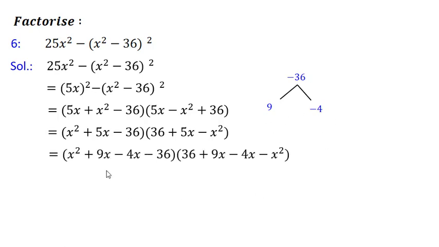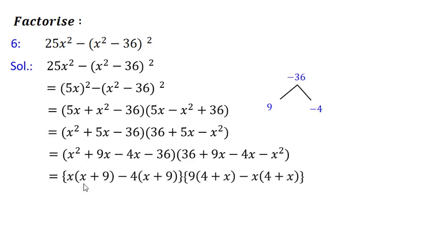So I will write this x square plus 5x minus 36 as x square plus 9x minus 4x minus 36, and here it is 36 plus 5x, I will write as 9x minus 4x minus x square. Now here I can take x common. So after taking x common, I have x plus 9. Now here I want x plus 9, so I will take minus 4 common. So here also I have x plus 9.